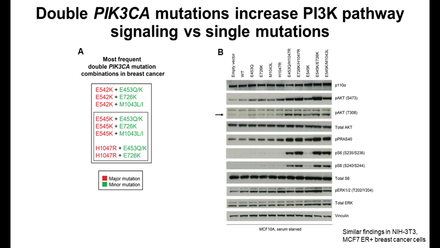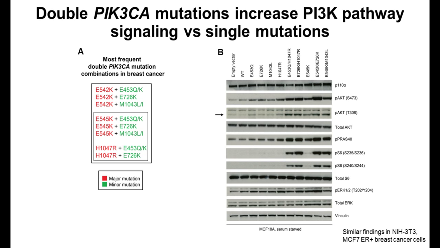And we performed Western blotting looking at cell signaling pathways. And as you can see in the Western blots, double mutations have increased signaling in the PI3 kinase pathway, both proximally at the level of phospho-AKT and distally at the level of phospho-S6. What's pretty striking is that at the level of phospho-S6, you can see that these bands are only present in the double mutants and are really not present in the wild type or in single mutants. And so therefore, double mutations increase PI3 kinase pathway signaling compared to single mutations.